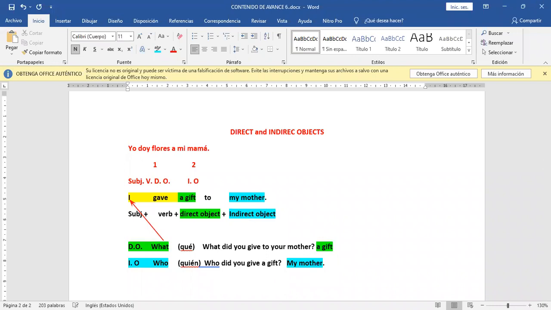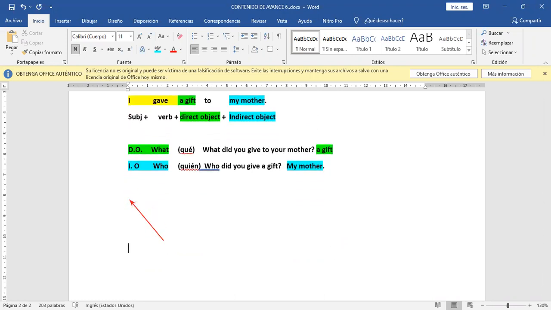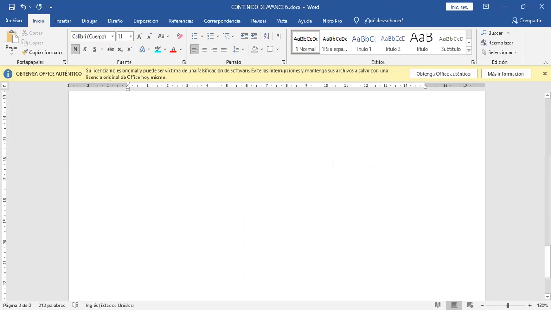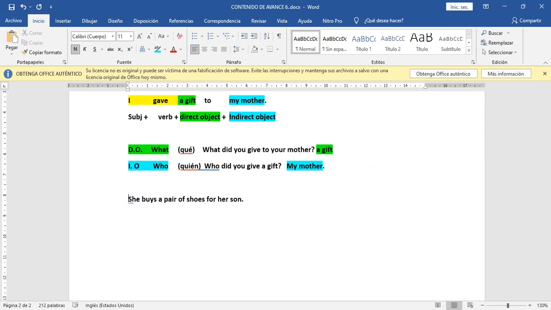Okay, another example. Let's continue with our examples. She buys a pair of shoes for her son. She buys a pair of shoes for her son.